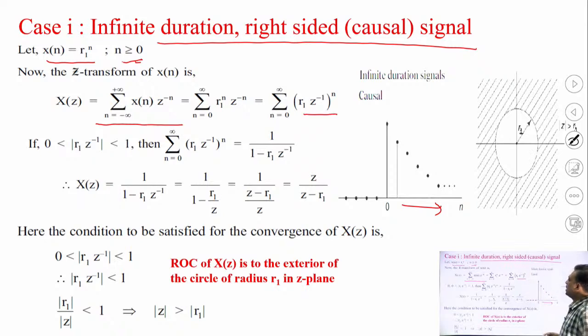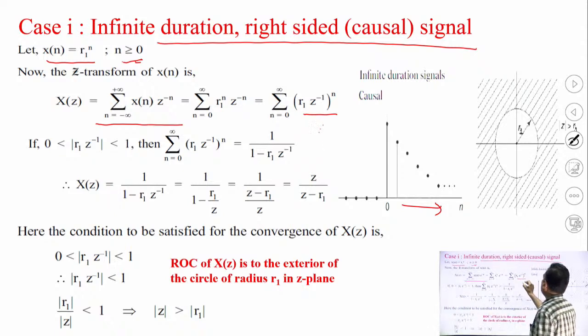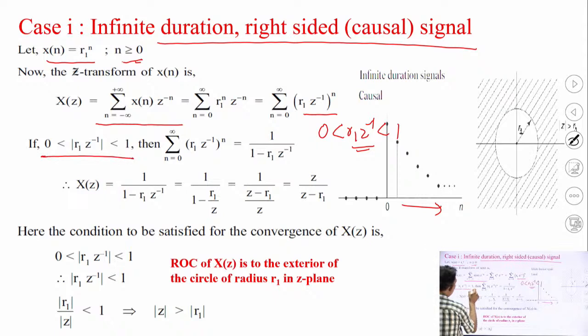Now this is basically an infinite series, and you know this series converges only when this term lies between 0 and 1. That means the solution is possible only when the magnitude of r1 z to the power minus 1 lies between 0 and 1. In that case, the solution is the sum of the infinite series.